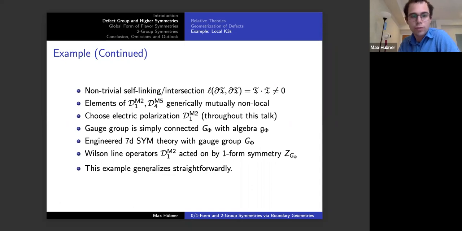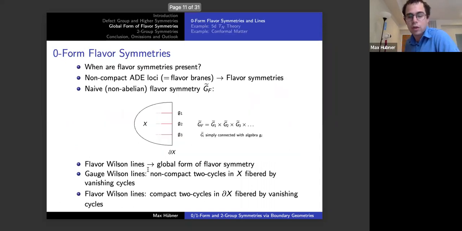Okay, so now we've discussed these higher symmetries at length, and now I want to turn to the zero-form flavor symmetries. The question here is going to be: what is the global form of these flavor symmetries? And maybe the question before that is, when do we even expect flavor symmetries to be present in a geometric engineering context? The conservative answer is that we expect flavor symmetries to be present whenever we have flavor branes. And when everything is geometry, flavor branes take the form of non-compact ADE loci in the geometry.